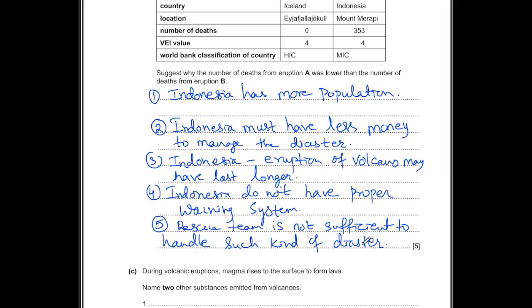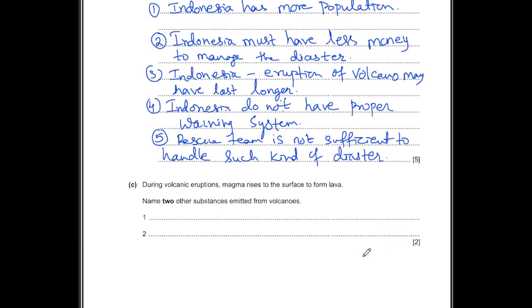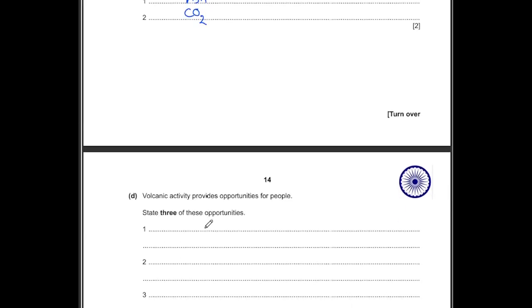Now the next one, 5 marks, 5 points there. During volcanic eruption, magma rises to the surface to form lava. Name 2 other substances emitted from volcanoes. It's very easy here. You can write ash, which is released outside, and carbon dioxide. Sulfur dioxide is also there. Pyroclastic flows are also there. Volcanic bombs are also there. But you can write any 2, which is very easy and nothing to remember. It's just normal GK, general knowledge, that eruption releases ash and carbon dioxide.